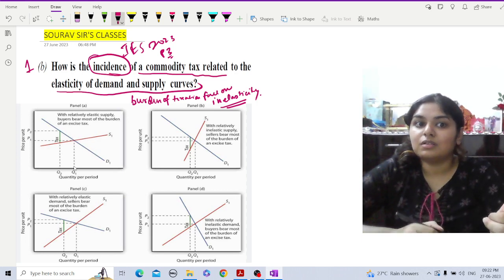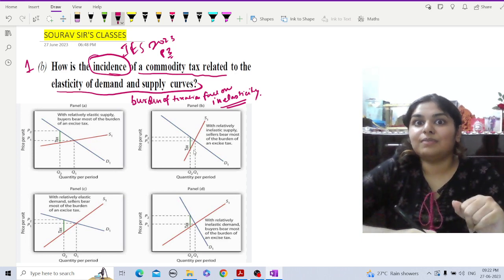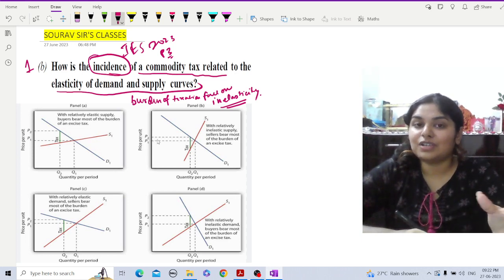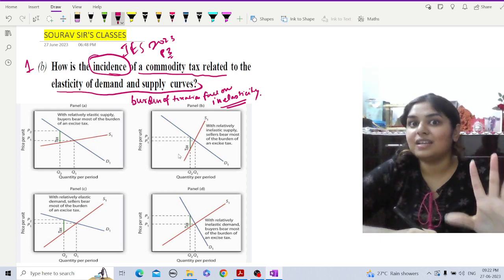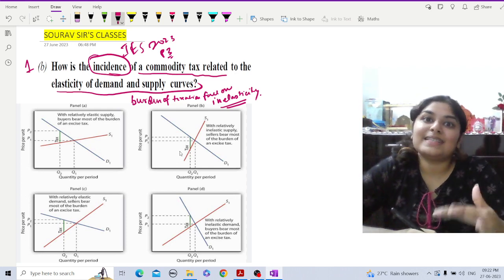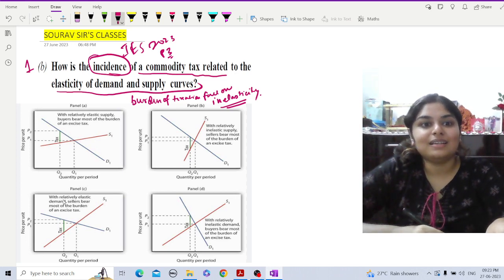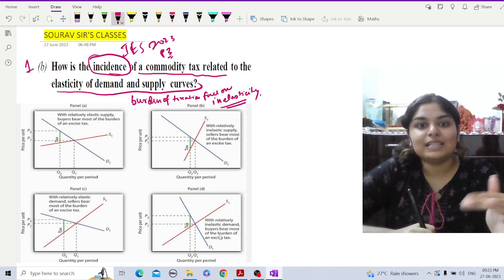So the tax share will be on the buyers. Now in panel B, demand is more elastic and the supply is relatively less elastic. That means the supply will be less affected with respect to change in price. So on the supply side there will be a change in price and the tax burden will be shared by sellers more than the buyers. Next is panel C. Panel C is again relatively elastic demand. Sellers bear most of the burden here. And in this case again, relatively inelastic demand, so buyers bear most of the burden.